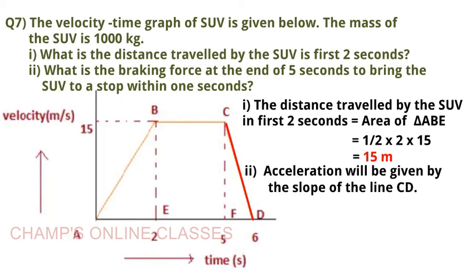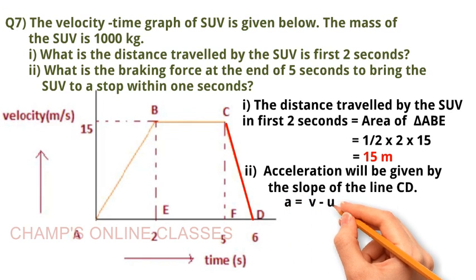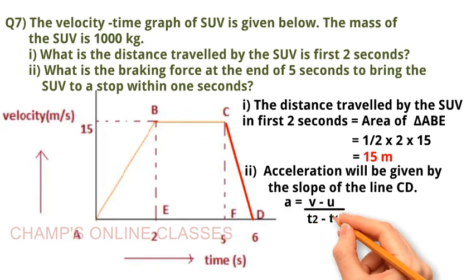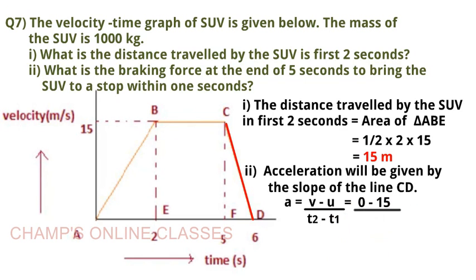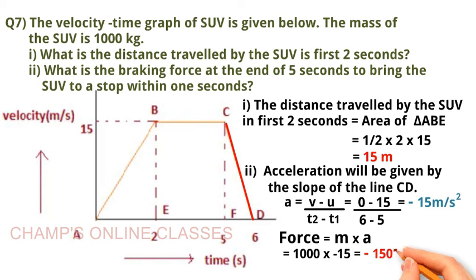So here slope of line CD, that is acceleration is final velocity minus initial velocity upon T2 minus T1, that is 0 minus 15 divided by 6 minus 5, which will give us acceleration as minus 15 meter per second square. Now to calculate force, we know force is equal to mass into acceleration. Mass is given as 1000 kg. Therefore, 1000 into minus 15 will give us force as 15,000 Newton.